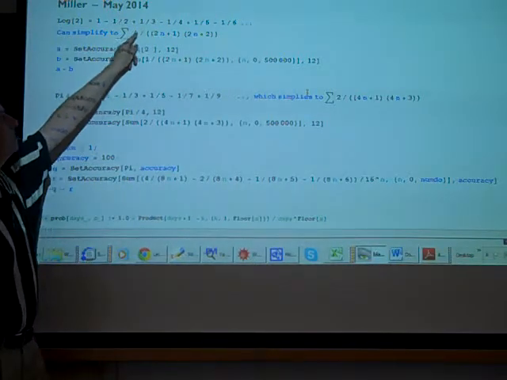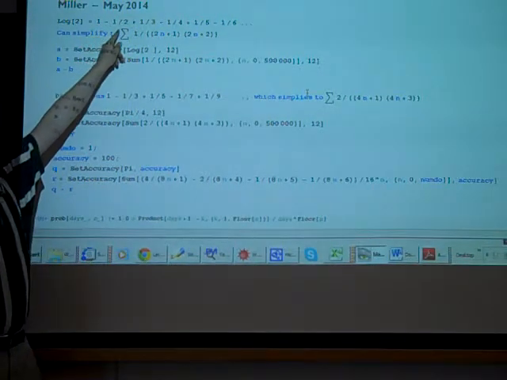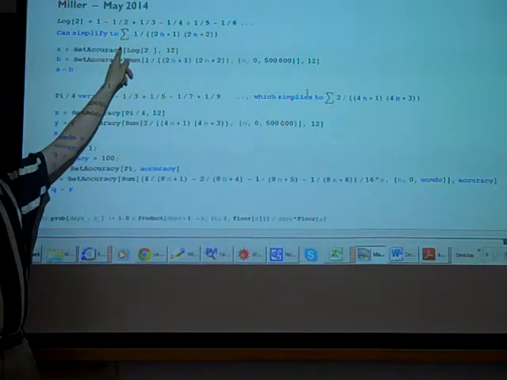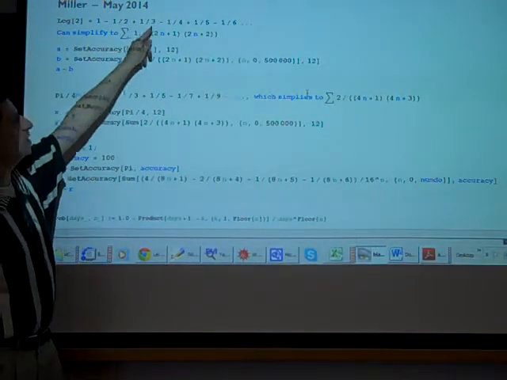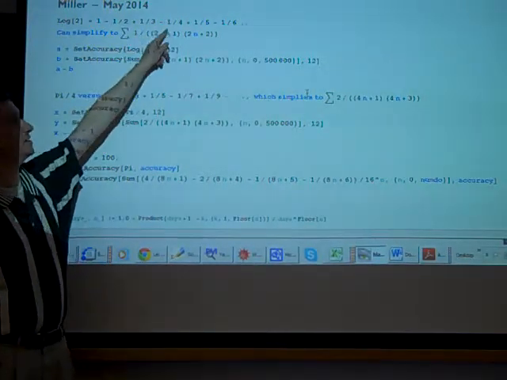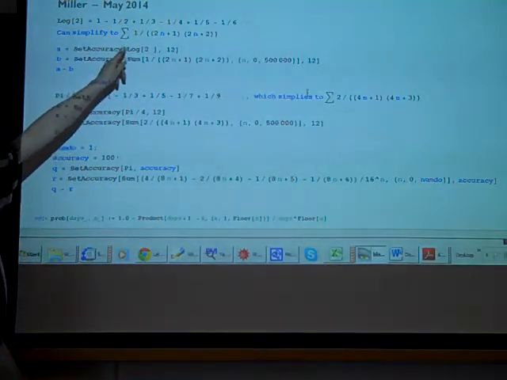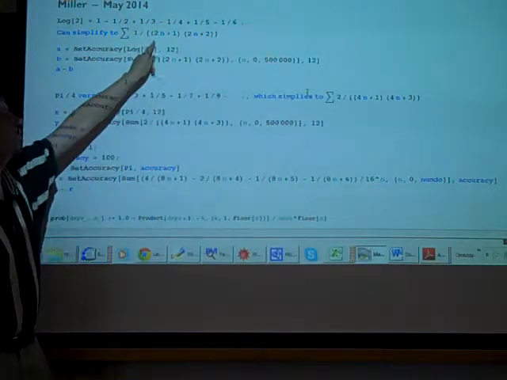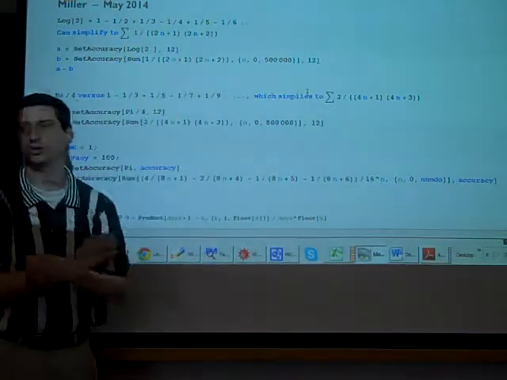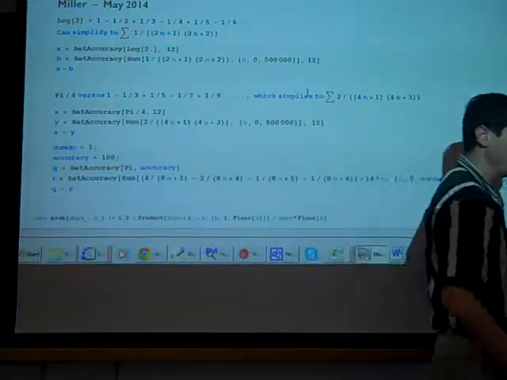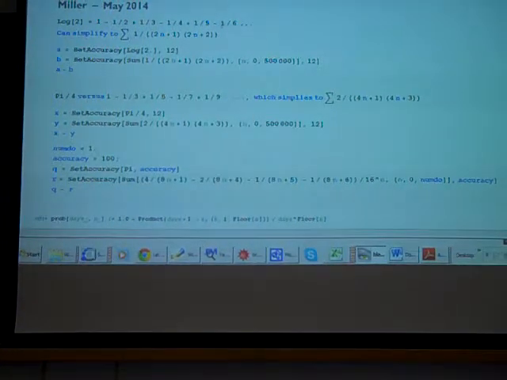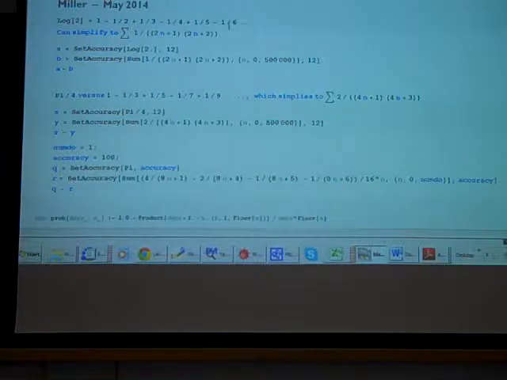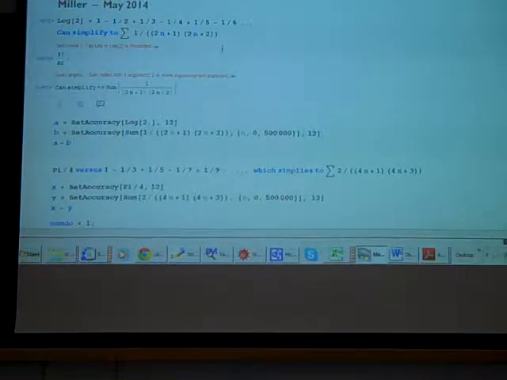If you look at adjacent terms, 1 over 1 minus 1 over 2 becomes 2 minus 1 over 1 times 2. 1/3 minus 1/4 becomes 4 minus 3 over 3 times 4. And if you just do a little bit of the algebra, you'll actually see that if you group things together, it's equal to 1 over (2n plus 1)(2n plus 2). And so what we can do is we can see how good of a job this series does at approximating.